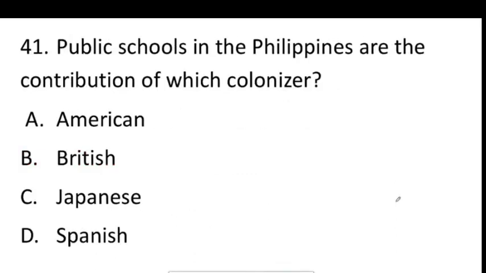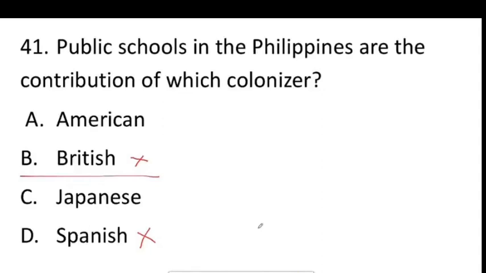Number 41, public schools in the Philippines are the contribution of which colonizer? Is it letter A, American, B, British, C, Japanese, D, Spanish? Now, of course, we can just neglect letter B because we did not really have close contacts with the British during the prehistoric times. No, wala pa masyado. In our history, we don't really have a period with the British Empire in it. So your choice can be Americans, Japanese, Spanish. You should neglect Spanish because of course, the Spanish didn't want the Indios or the Filipinos to really learn during that time. Okay?